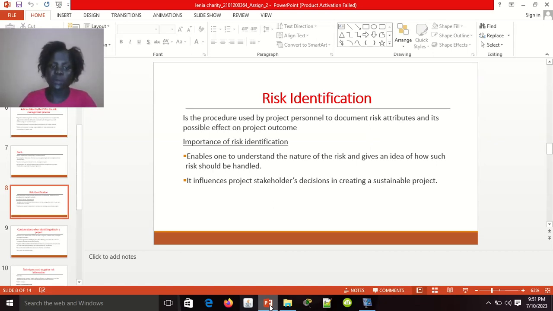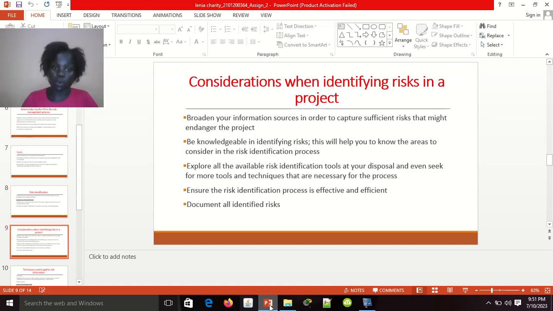So, the importance of it: it enables one to understand the nature of the risk, which is true. It influences the project stakeholders' decisions in creating a sustainable project. Okay, considerations when identifying risks in a project.